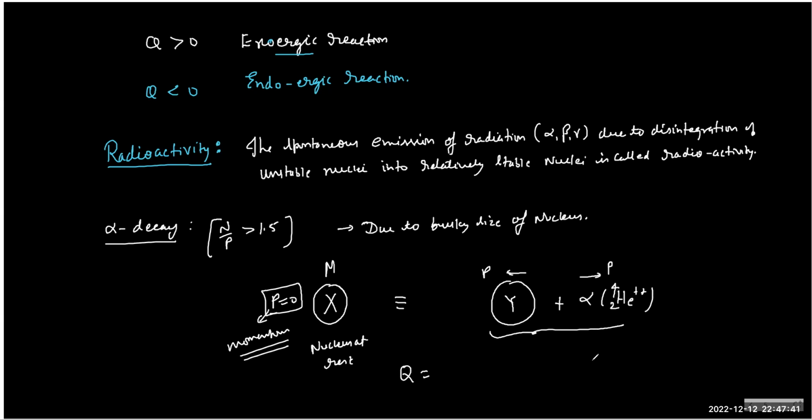So, I was talking about the Q value. What is the Q value? It is the mass of X minus the mass of Y minus the mass of alpha, times c squared. Is this clear? This Q value will appear as kinetic energy. Sometimes they give the binding energy and you need to calculate the Q value from the binding energy. How to do this?